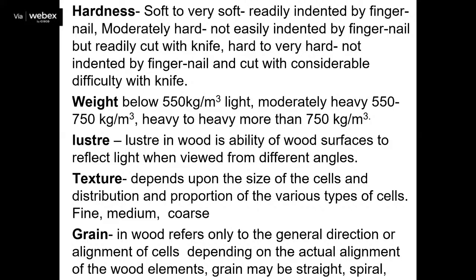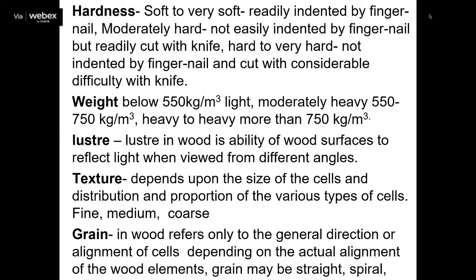Then we see texture. It depends upon the size of the cells and the distribution and proportion of the various types of cells. Again, in this we categorize fine, medium and coarse. When we touch the wood cross section, if the vessels are very small, then it is fine texture. If the vessels and other wood elements are medium in size, we feel it as medium. If it is very hard or something like that, it is coarse. For example, sandalwood has very small pores, so it is fine texture. Teak comes under medium.